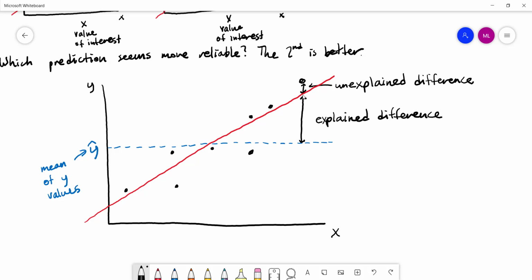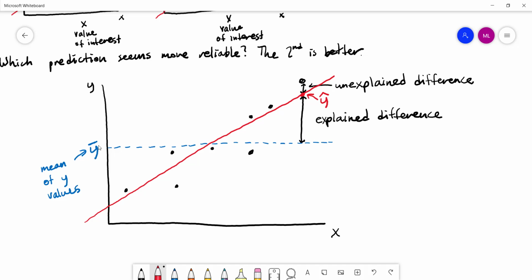I'm screwing this notation up here. This should be y bar. I apologize for that. Y bar is what we always use for the mean of the y values. Y hat is the height right here at this particular point. So this is our y hat. Sorry for that mix up there.